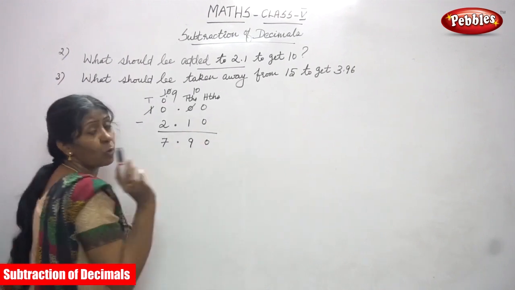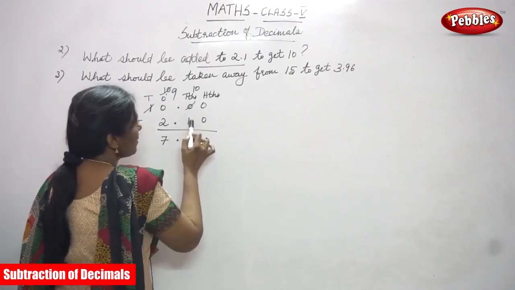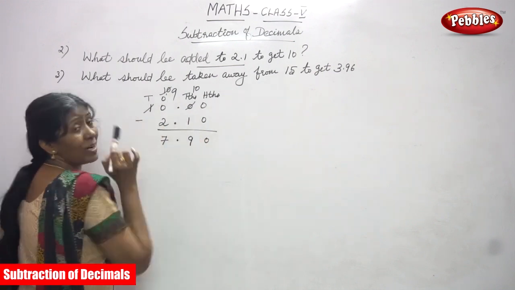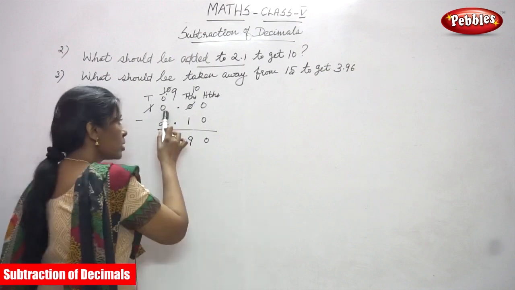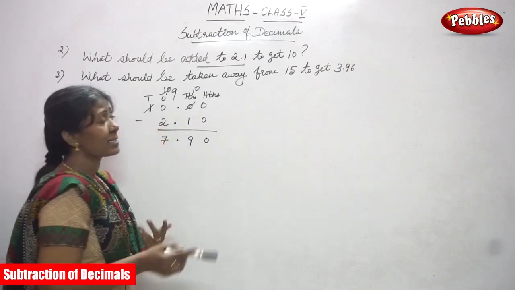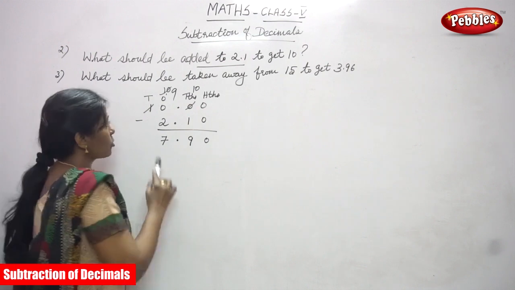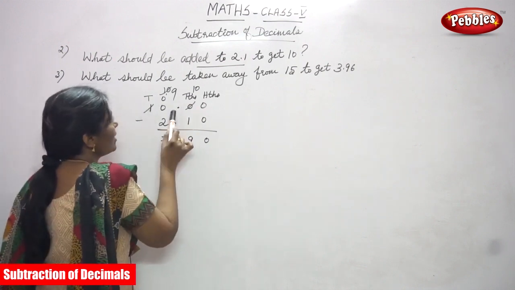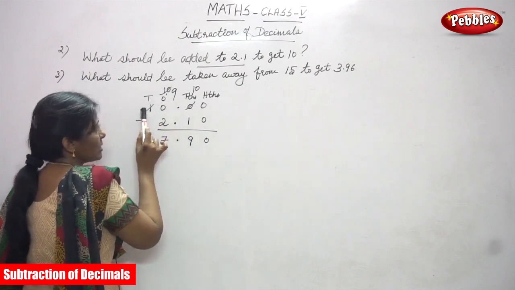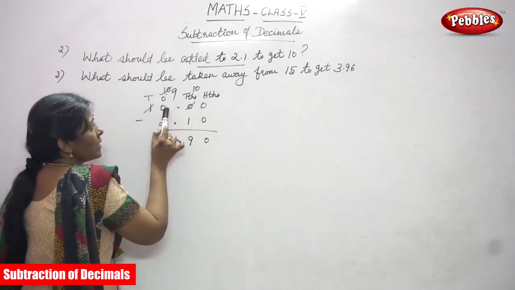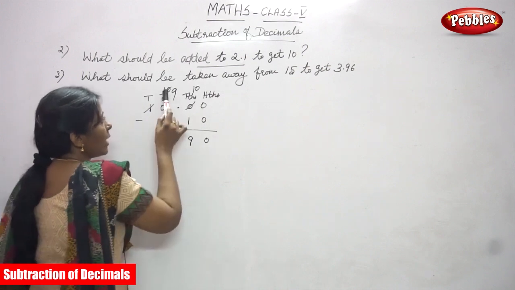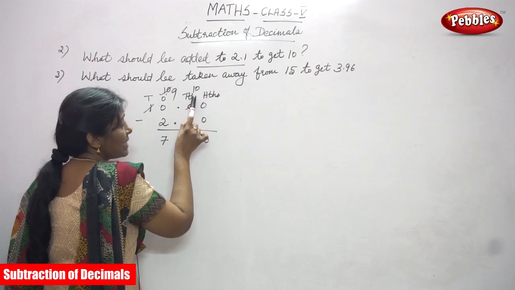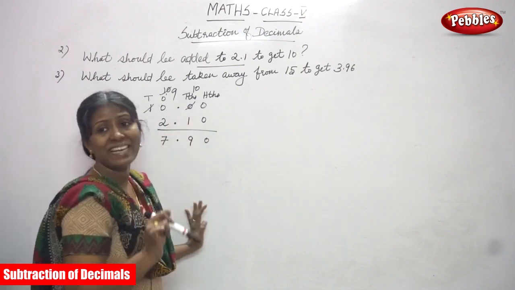0 minus 0 you get 0. Then 0 minus 1, you can't subtract. So I go to the 1's place, the whole part. Here also 0, so I can't subtract. I go to the 10's place value. What is the number? 1. So I borrow from the 1, and this 1 becomes 0. This 0 in the 1's place becomes 10. I am again borrowing from this 10, so this becomes 9. The 0 in the tenth place becomes 10.